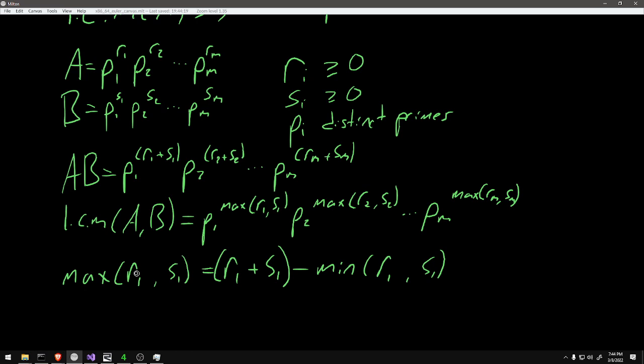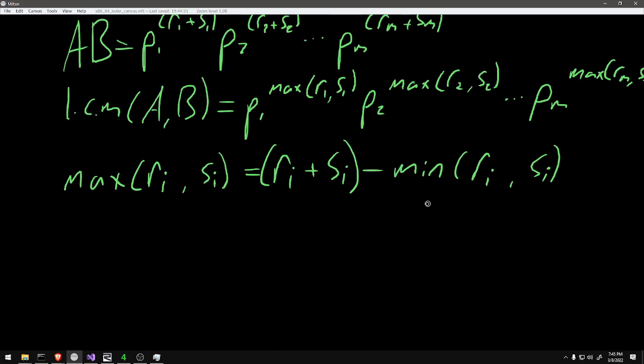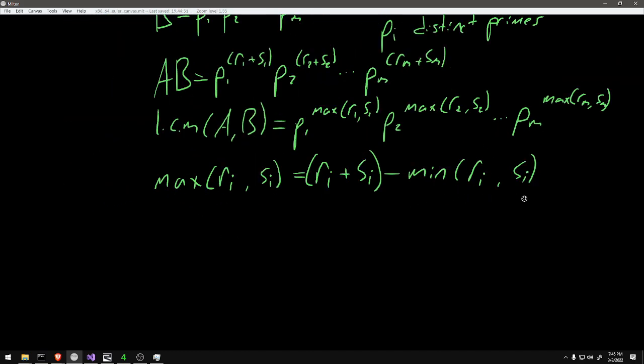Min selects, I'll switch this to I's, min selects either R or S, but they select the opposite ones, unless they are equal, in which case it doesn't matter which one they're selecting, they have the same value. And then this here is the sum of both of them, so whichever one is the smaller one gets subtracted out, and what's left over is the bigger one. So we can convert A times B into the least common multiple of A and B if we can find the min.